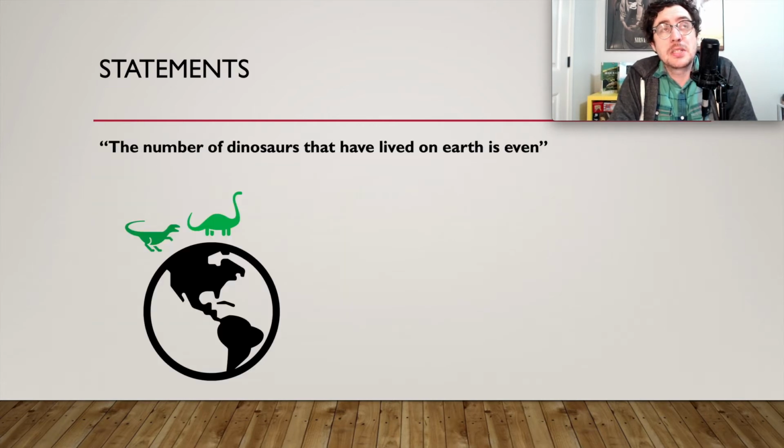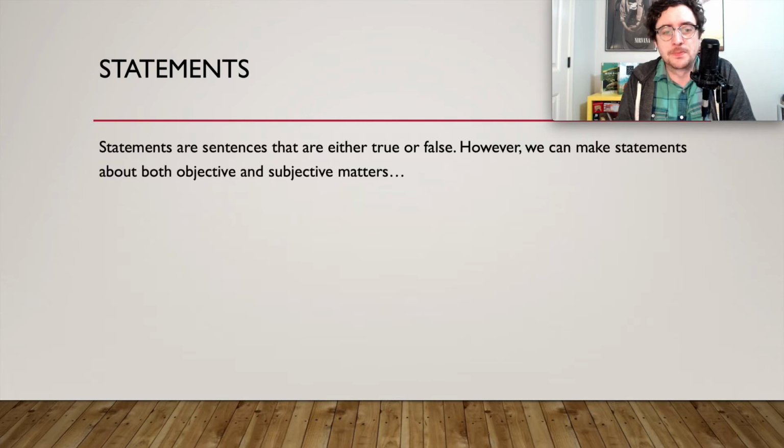Now, there are some statements like the number of dinosaurs that have lived on Earth is even, where they are either true or false, but maybe we don't know which one. Maybe we'll never know. So purple here just means we're unsure. So statements are sentences that are either true or false, but I want to make clear, because students get confused about this sometimes, we can make statements about both objective and subjective matters.